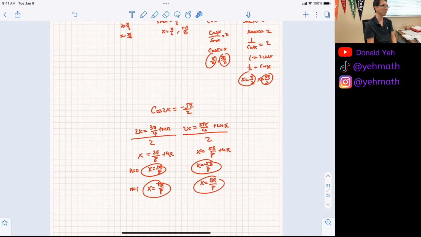Let's say sine of 2 pi over 3 or whatever. Sine of 3 pi over 4 plus sine of 3 pi over 4? Negative root 2 over 2. No, it's square root 2 over 2. Yeah, that's what I meant. You know I meant that.